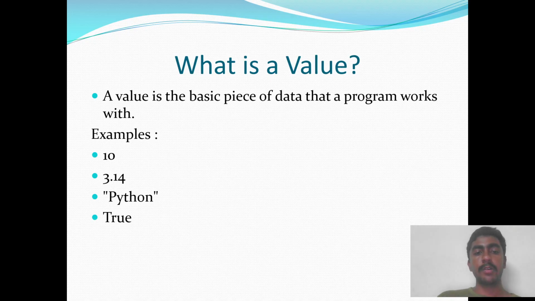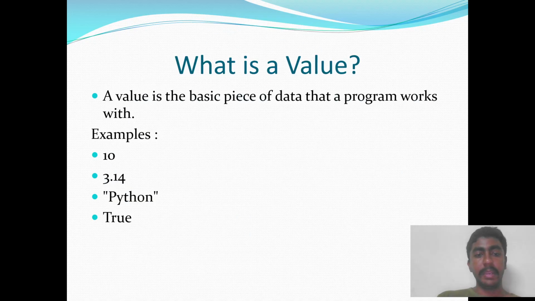Imagine you have a notebook. Inside a notebook, you can write your marks, your name, your age, whether you passed or failed. Each of these is a piece of information. Similarly, in a computer program, every piece of information is called a value. Without values, a program has nothing to work with. So let's look at the example given in the PPT: 10, 3.14, Python, True. These are all values, but they are different kinds of values. Let's understand each one of them.